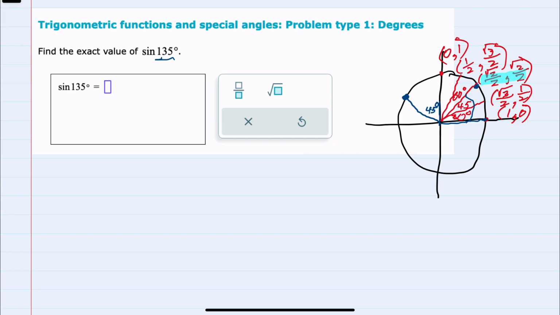So looking at our quadrant 1, cosine and sine, now that I'm in quadrant 2, my cosine will be negative, so a negative square root of 2 over 2. And then the sine is still that same y value as in the first quadrant, a positive square root of 2 over 2. And since we were looking for the sine, which is my y value, the exact value of sine 135 is a positive square root of 2 over 2.